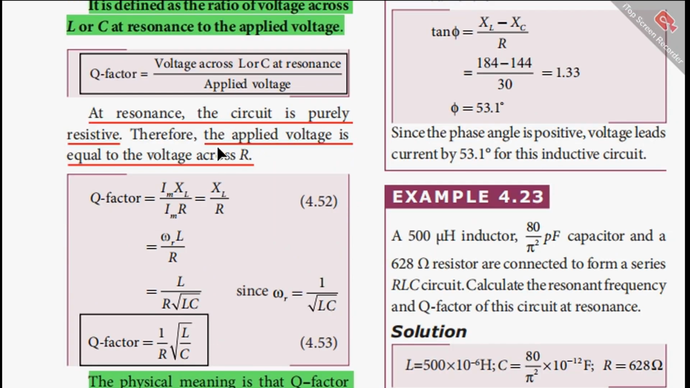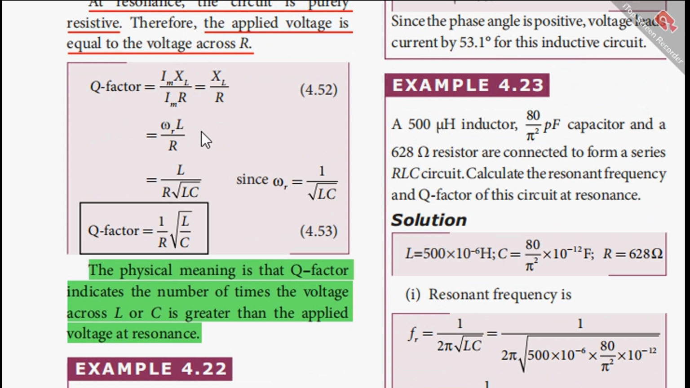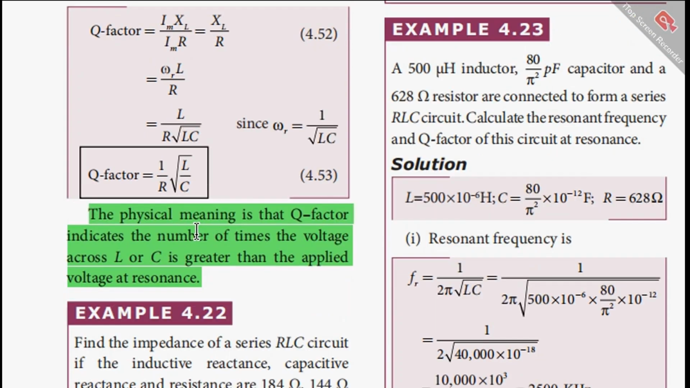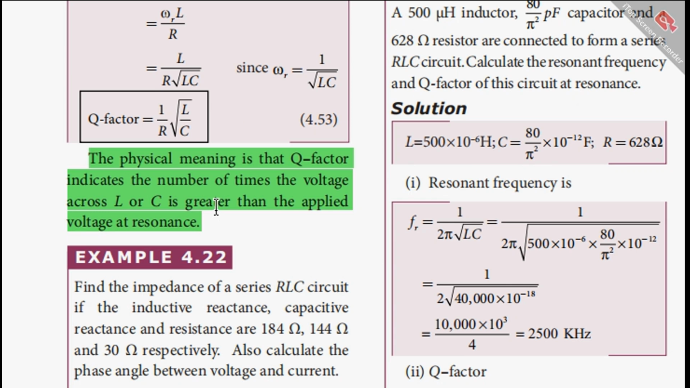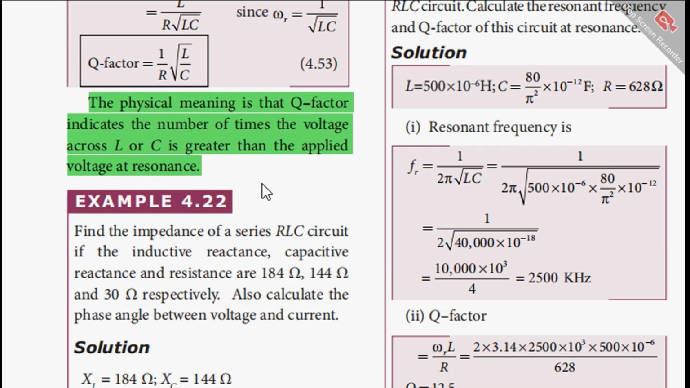And at resonance, the circuit is purely resistive. Therefore, the applied voltage is equal to the voltage across R, and the Q factor is given by XL by R, that is equal to omega r L by R, that is equal to 1 by R root LC times L, as omega r equals 1 by root LC. Therefore, the Q factor is given by 1 by R into root of L by C. What is the physical meaning of this Q factor? The physical meaning is that the Q factor indicates the number of times the voltage across L or C is greater than the applied voltage at resonance.